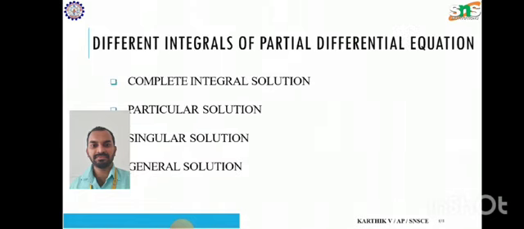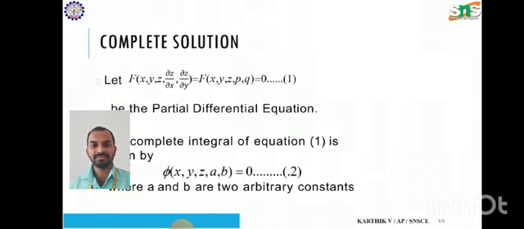Next, different integrals of partial differential equations. There are four types of solutions. First one is the complete integral solution, second one is the particular solution, third one is the singular solution, fourth one is the general solution. Complete solution. Consider equation number 1 as the partial differential equation. Then the complete integral of equation 1 is given by phi of x comma y comma z comma a comma b equal to 0, where a and b are two constants.